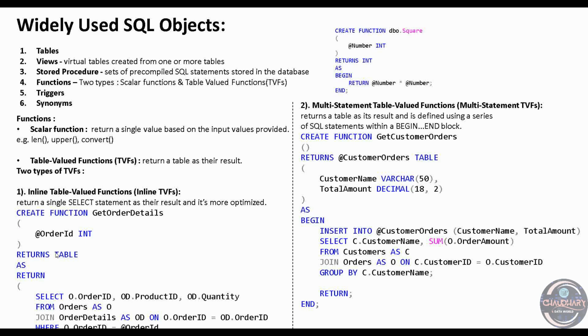After that, it is returning a table. It is not returning any particular value, meaning it is not returning a variable. Here you can see that it returns a customer order variable, and that variable has two columns: customer name with varchar 50 and total amount which has the decimal data type.